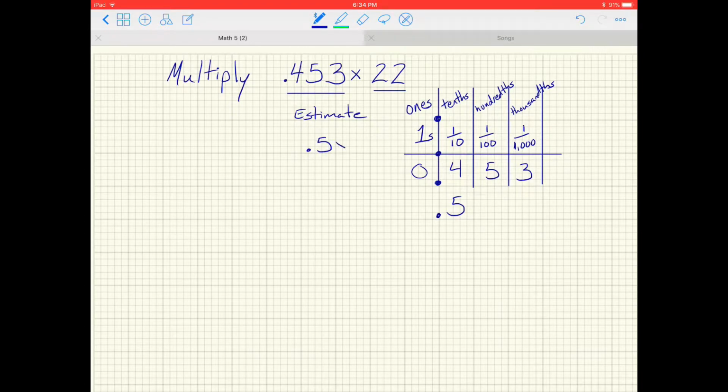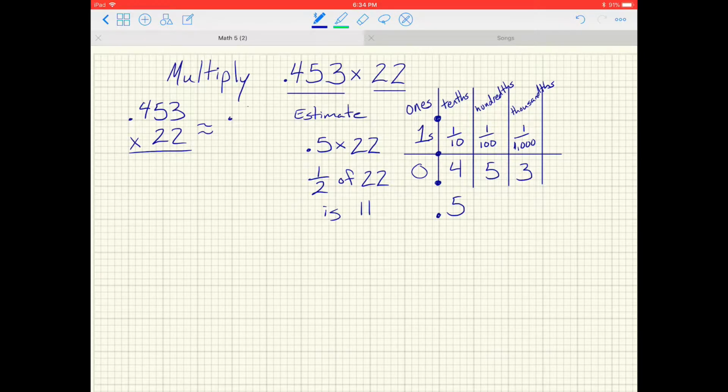So 5 tenths. So I'm going to estimate this really quick. I like 5 tenths because 5 tenths is about a half. And if I have half of 22, or 22 halves, that's an easy thing to do. I'm going to have 11, right? So half of 22 is 11. 5 tenths times 22 is 11, which means that multiplying 453 thousandths times 22 is going to be about 11.